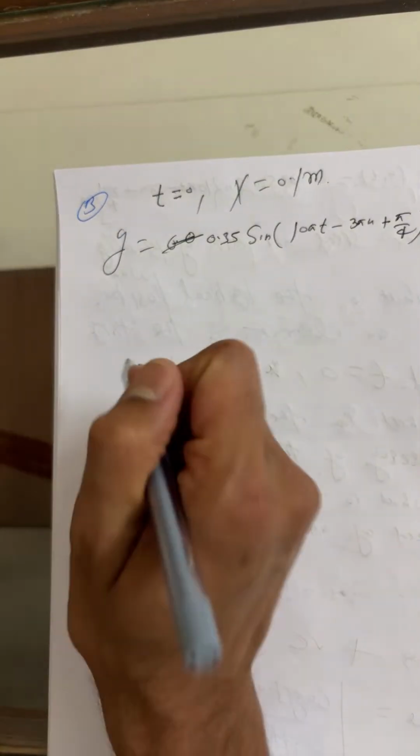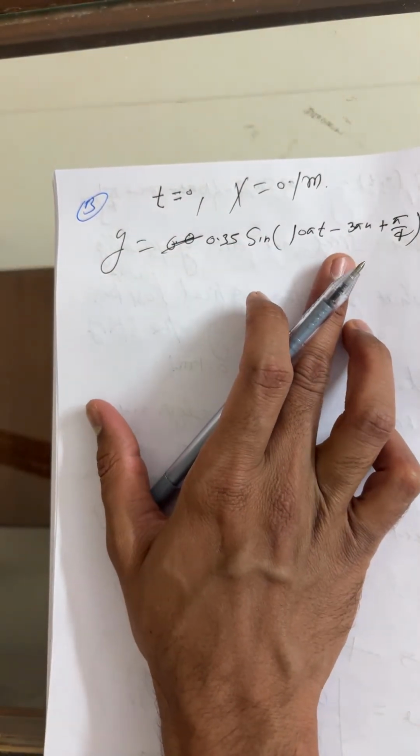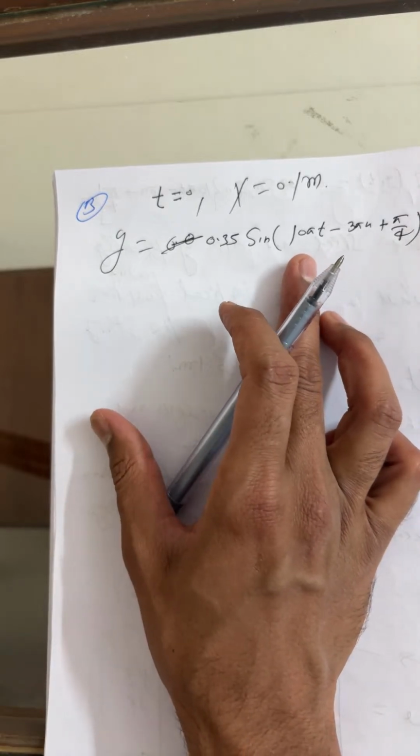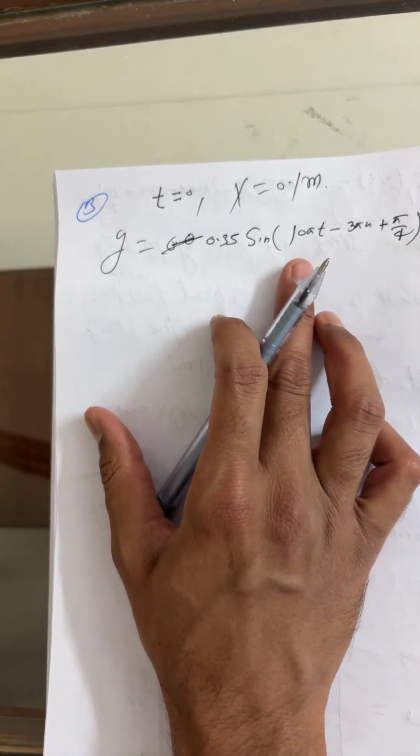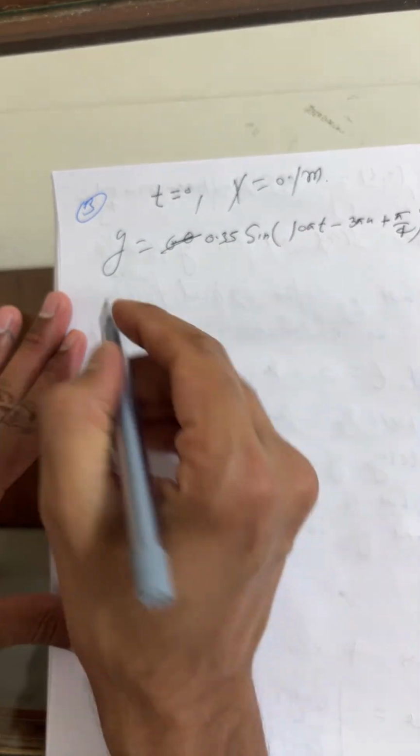So have a look here. You can put t equals 0 and x equals 0. Both are 0 here. But for this condition, x is 0.1 meter.